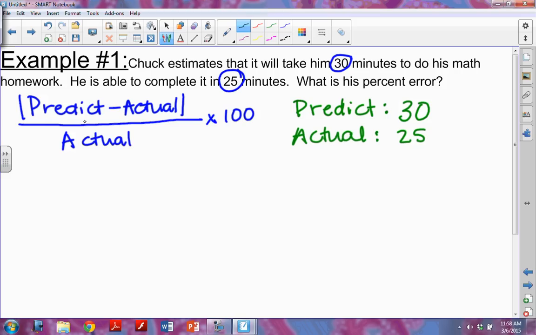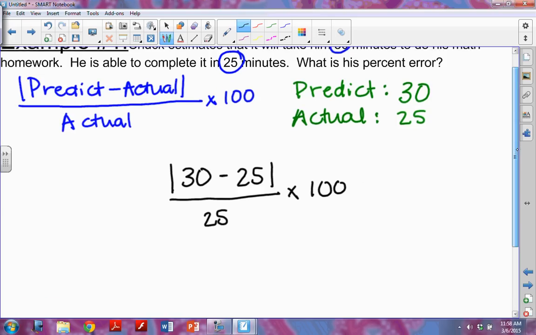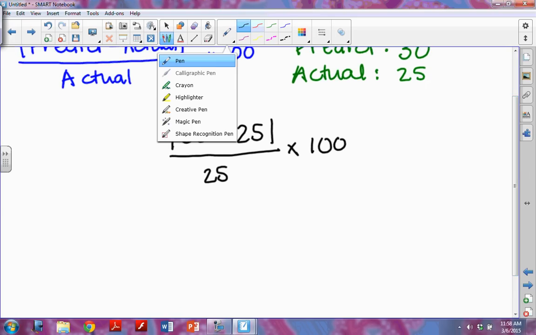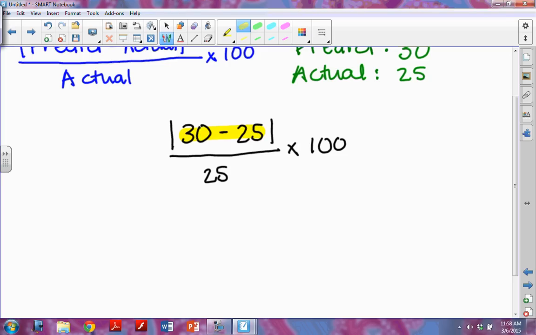So let's set that up. It's the absolute value of 30 minus what he actually did, which was 25, over what he actually did, which is 25, and multiply that by 100. Let's break it down first. Let's do this part first. 30 minus 25 gives us 5. We don't need to worry about the absolute value because it was already positive, over 25 times 100.